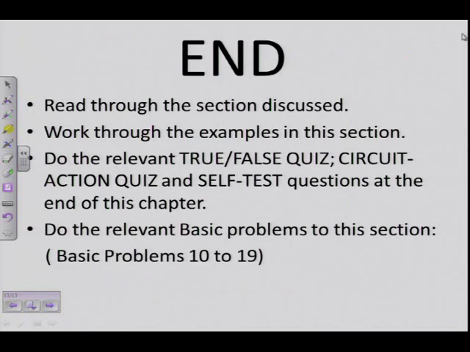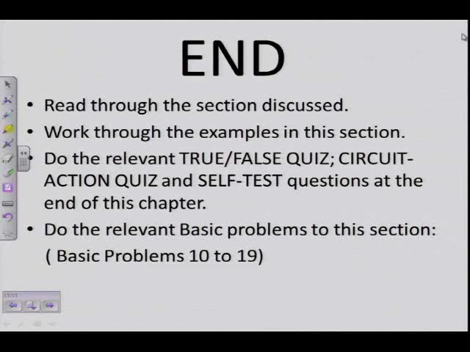Alright, so this is the end. Read through the section discussed. Please take note of this. Work through the examples in this section. Do the relevant true-false quiz, circuit action quiz, self-test questions at the end of this chapter, and do the relevant basic problems, which the ones that you are left with are basic problems 10 to 19.